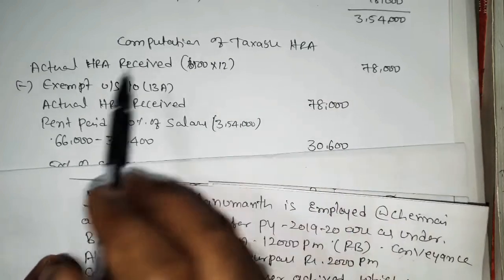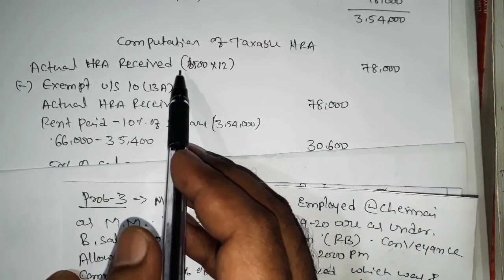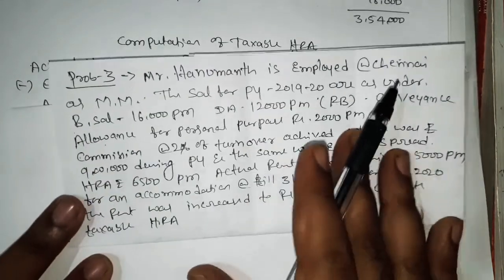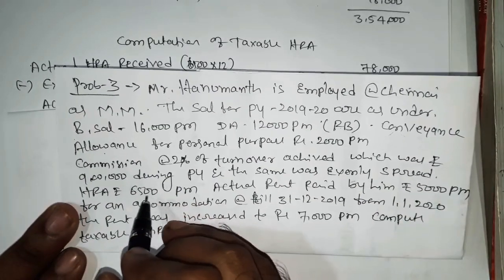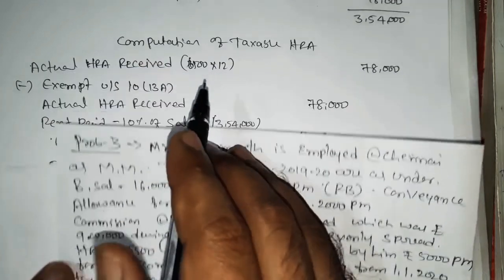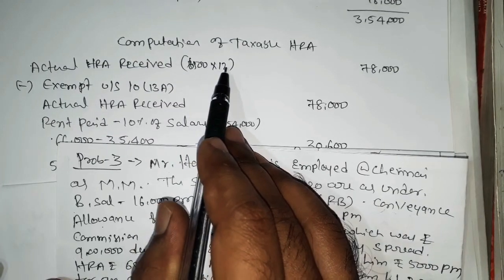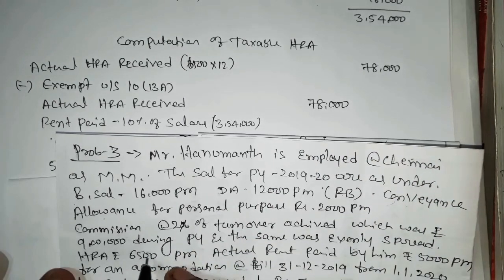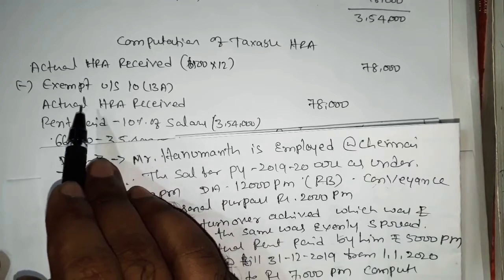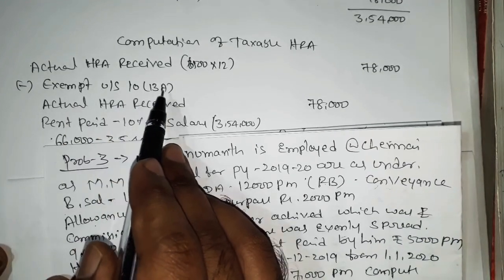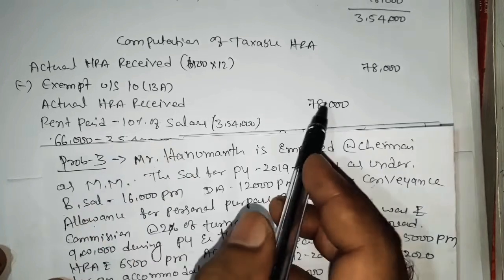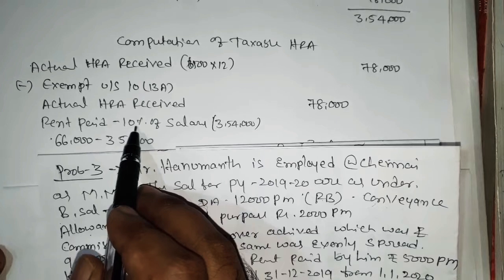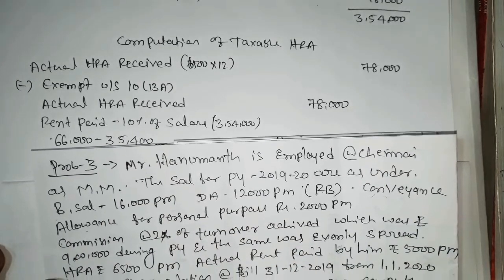Next we will go for the computation of taxable HRA. Actual HRA received is 6,500 per month. 6,500 into 12 will become 78,000. Then less: exempt under Section 10 subsection 13A. Actual HRA received is 78,000, the same we need to put here. Then rent paid minus 10% of salary, so we need to go for the calculation of rent paid.